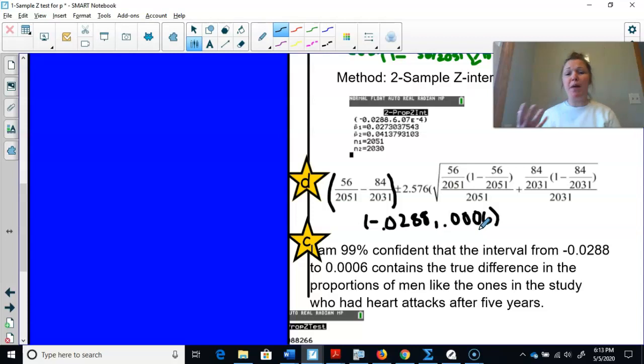difference in the proportion of men, like the ones in the study, who had heart attacks after 5 years in the gemfibrozil group versus the placebo group. Okay.